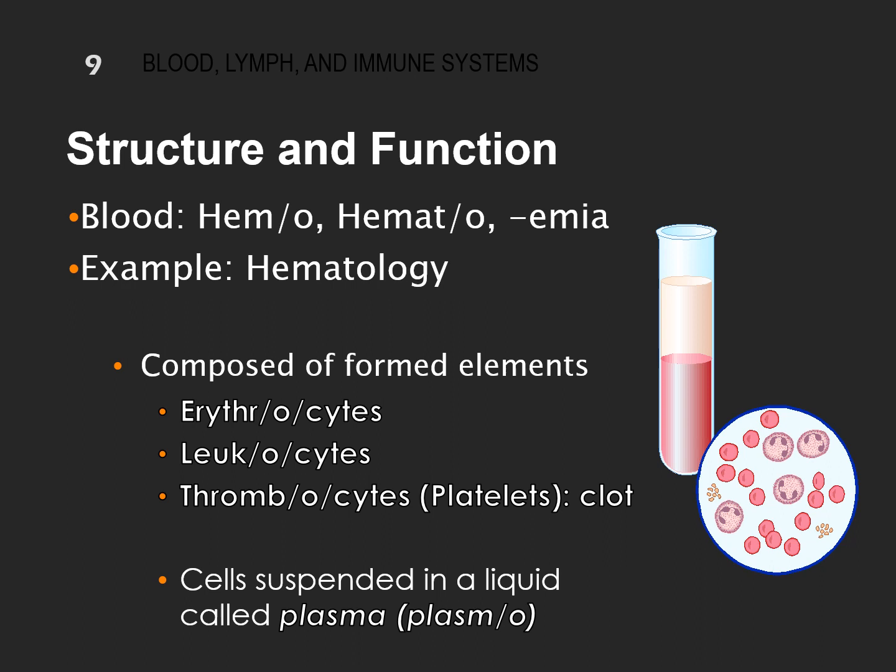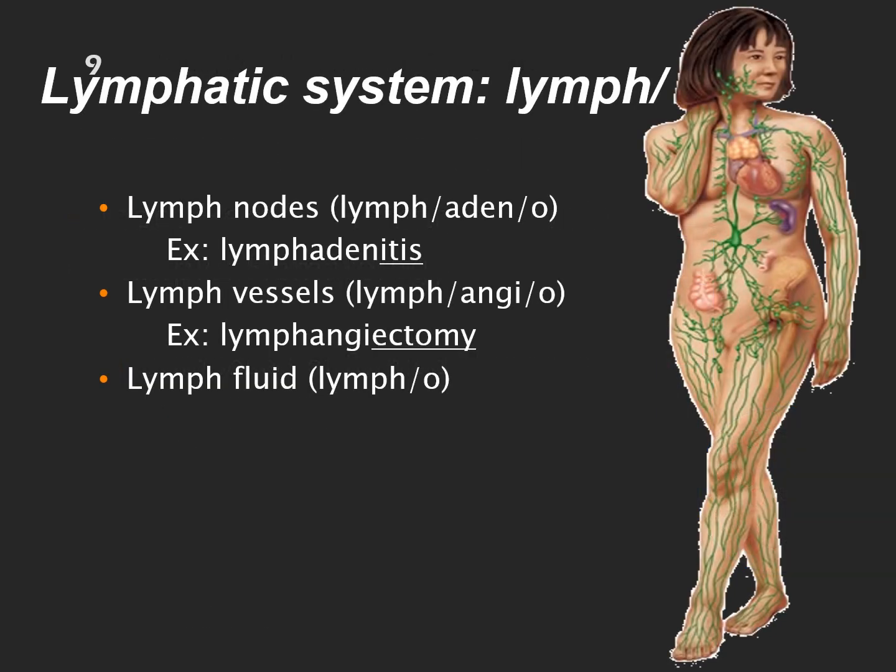All of these cells are suspended in a liquid called plasma. The combining form is plasmo. The lymphatic system. Lymph nodes, lymphadeno. Example, lymphadenitis, inflammation of lymph nodes. Although we know that adeno means gland, so lymph nodes, lymph glands, just the same. Lymph vessels, lymphangio. Lymphangiectomy is the removal of lymph vessels.